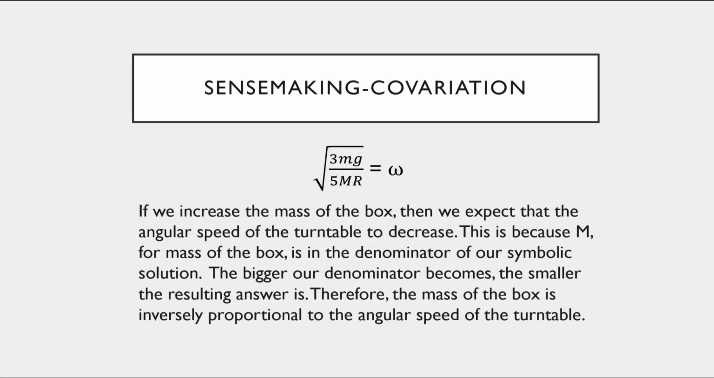Utilizing our symbolic equation, we can infer that if we increase the mass of the big box M, the angular speed of the turntable would decrease as a result. This is because the mass of box M and the angular speed have an inverse relationship, due to big M being in the denominator of the symbolic equation. So the bigger our mass is, the bigger our denominator becomes, and the smaller our angular speed would become as a result.